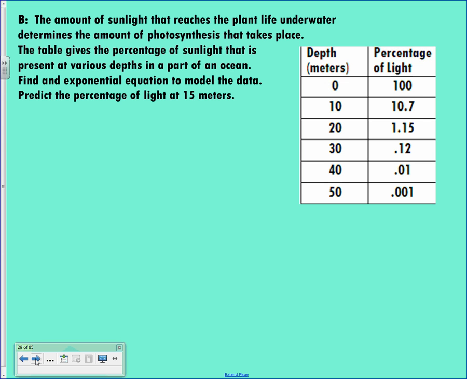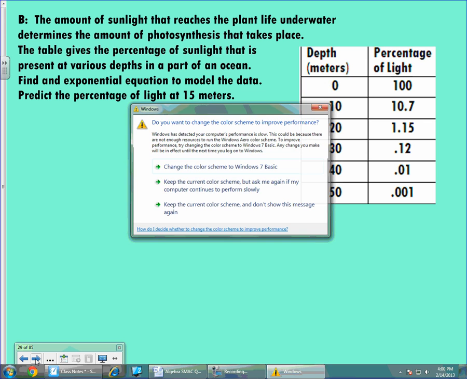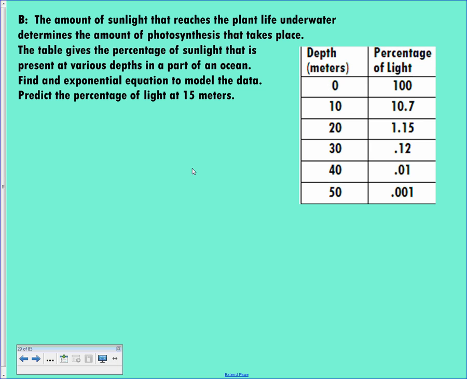So example B, this time we're talking about the amount of sunlight that reaches the plant life underwater, and it gives us a table of information. So this time we want to again fit an exponential model to data, but now it's given to us in a table. I know that I can pick any 2 ordered pairs for my step 1, but I'll give you a hint: always pick your first one, because you need to know where you start. So one of your ordered pairs should always be your first one.